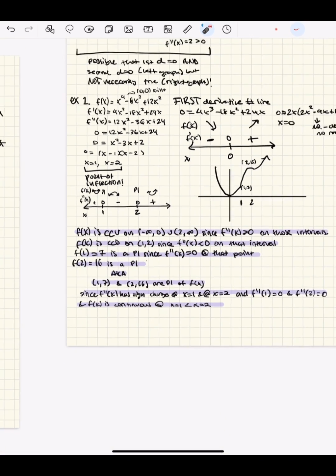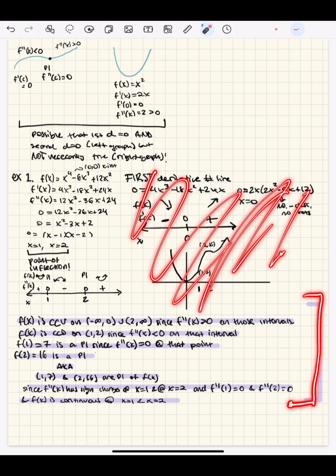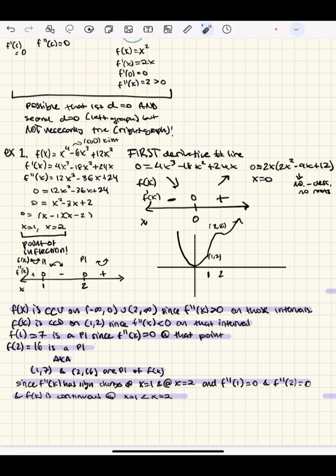So once that's clear, ignore this. We'll get there. This in purple is very important notationally, just because this is how you write it. You would write that f of x is CCU, or if your teacher prefers, concave up, across negative infinity to 1 or 2 to infinity, since f double prime x is positive on those intervals. Then we said the same for concave down. You can write it like this, or you can write it like this.